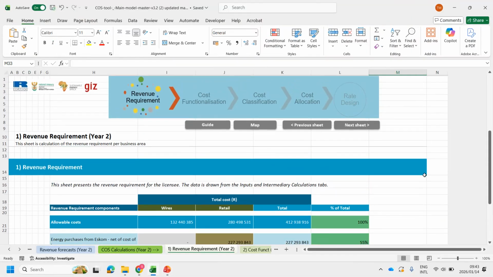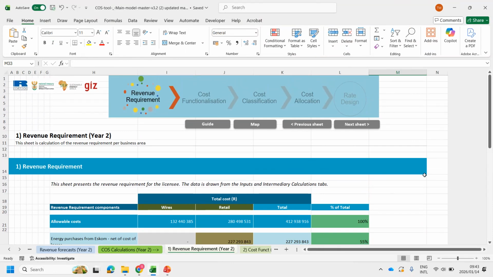So we are going to do this section by looking at the 4 steps in the cost of supply study as outlined in the NESA's cost of supply framework. The first step is the revenue requirement. The second step is the cost functionalization. The third step is the cost classification, and the fourth step is the cost allocation.